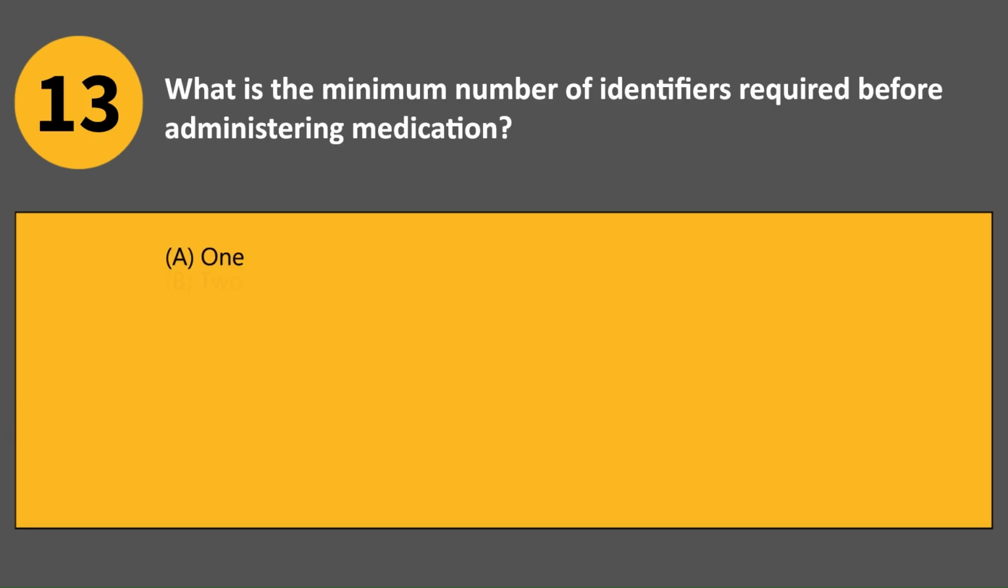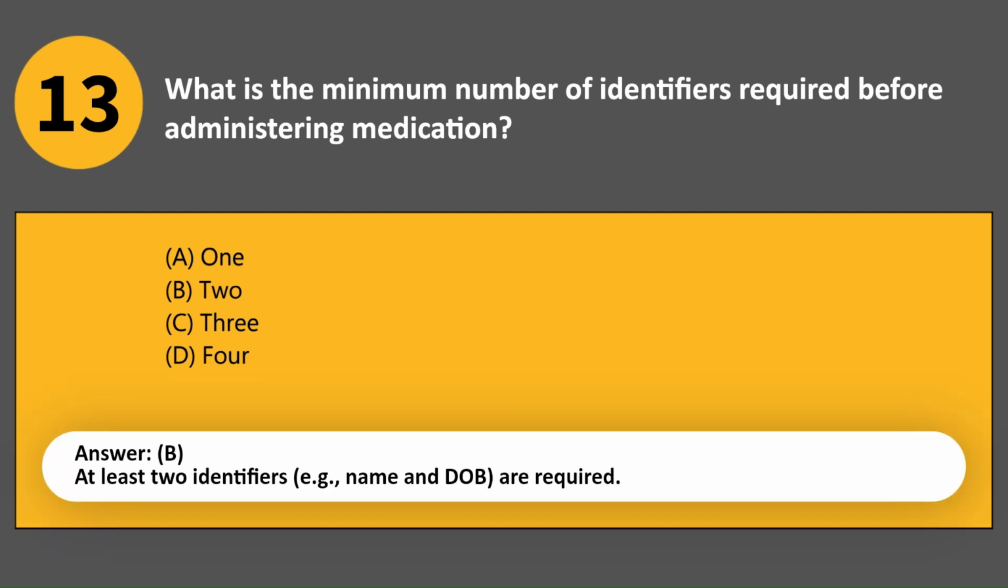What is the minimum number of identifiers required before administering medication? A. 1. B. 2. C. 3. D. 4. Answer, B. At least 2 identifiers, e.g., name and DOB, are required.